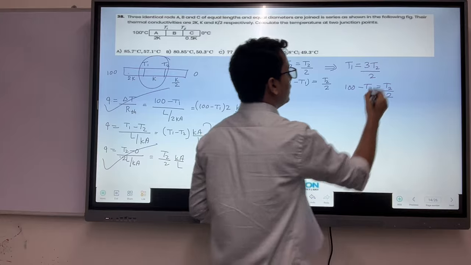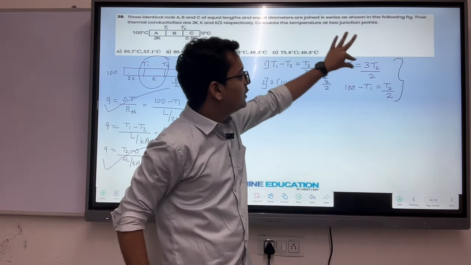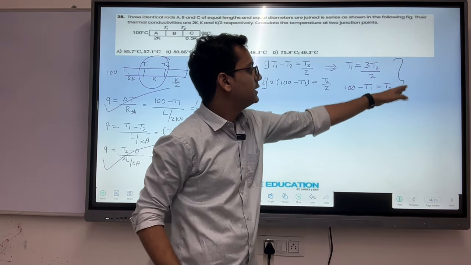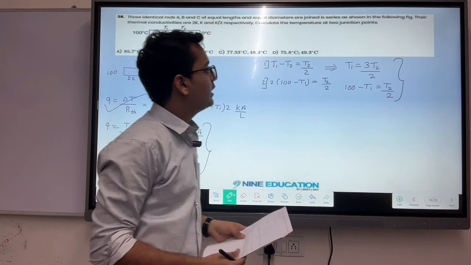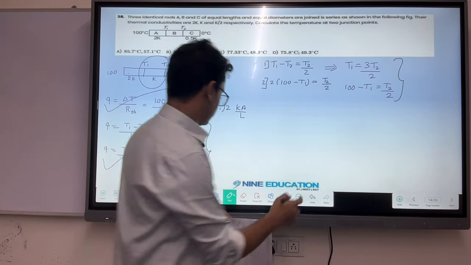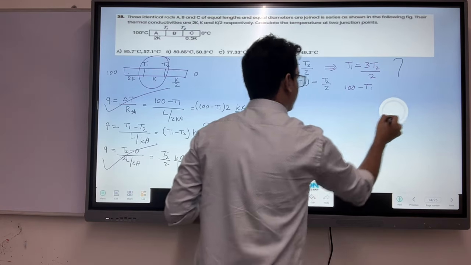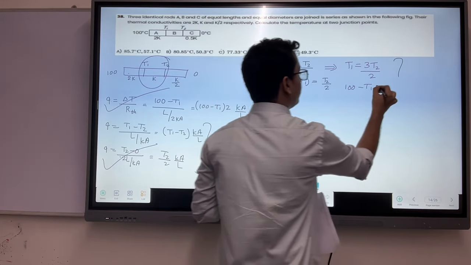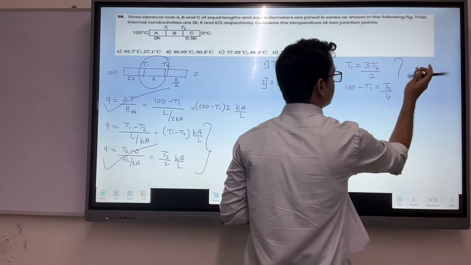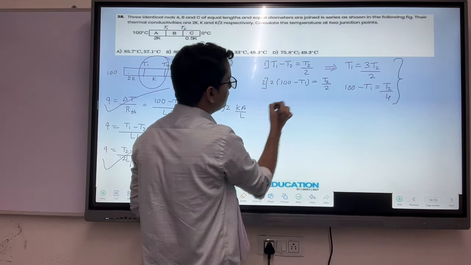So you can solve these two equations, just substitute T1 over here, you will get 100 minus 3 T2 by 2, send that term over there, you will get the value. Okay, so I am sorry, this is going to be 100 minus T1 is equal to T2 by 4. So just substitute these values.